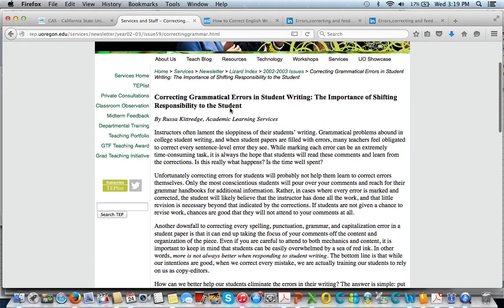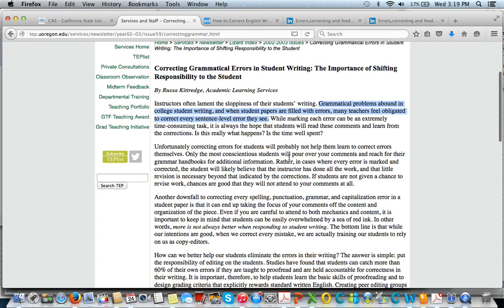So instructors often notice that grammatical problems abound and that papers are filled with errors when they are grading them. And so they may feel like they need to mark every error, but do students really read these comments and learn from them? What really happens? That's the question.